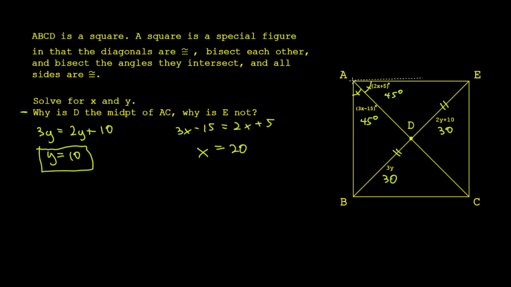Doing this next part in red, AE, EC. So point E is not on a single segment, so E is not between A and C.